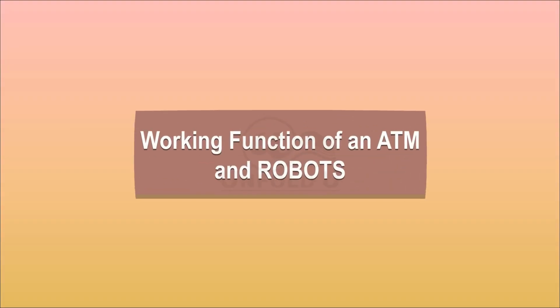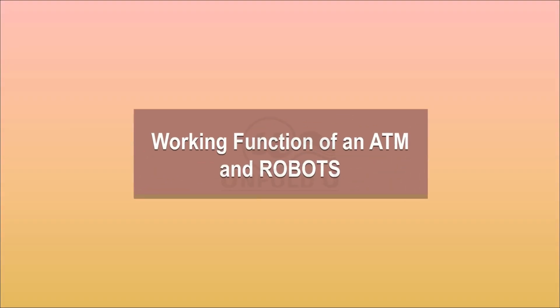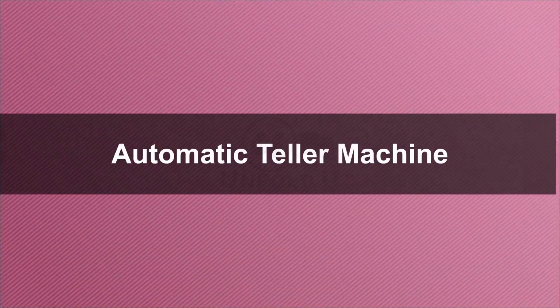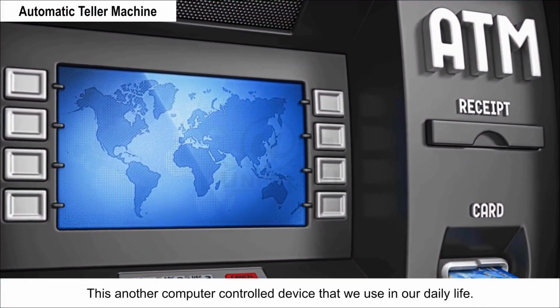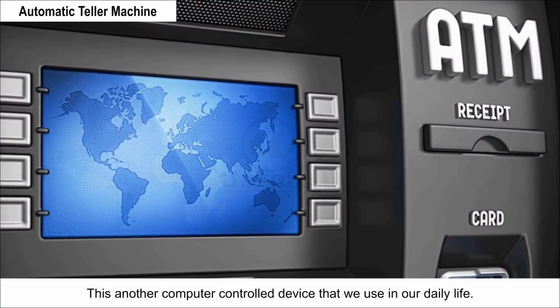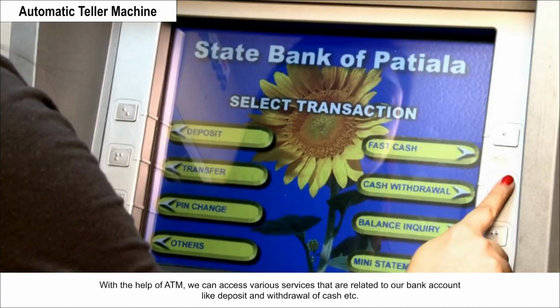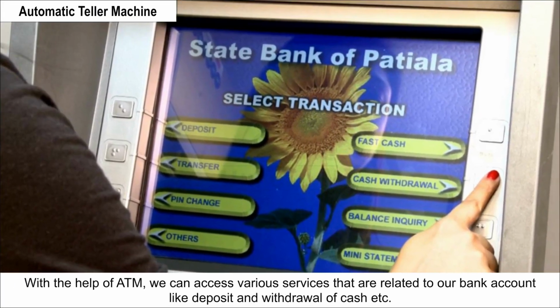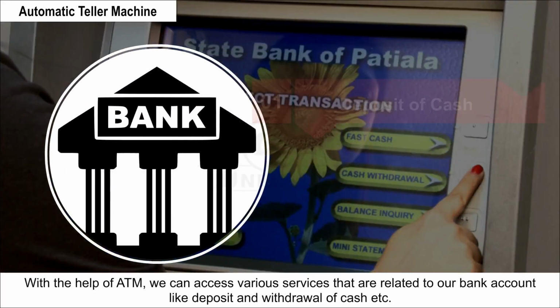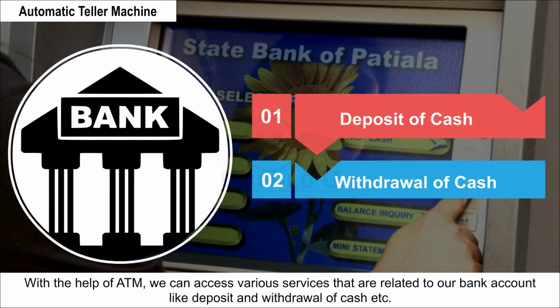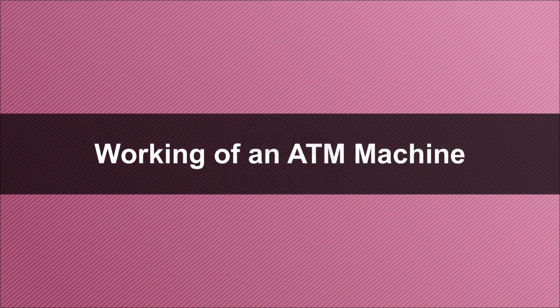Working function of an ATM and robots. Automatic teller machine. This is another computer-controlled device that we use in our daily life. With the help of ATM, we can access various services that are related to our bank account like deposit and withdrawal of cash, etc.